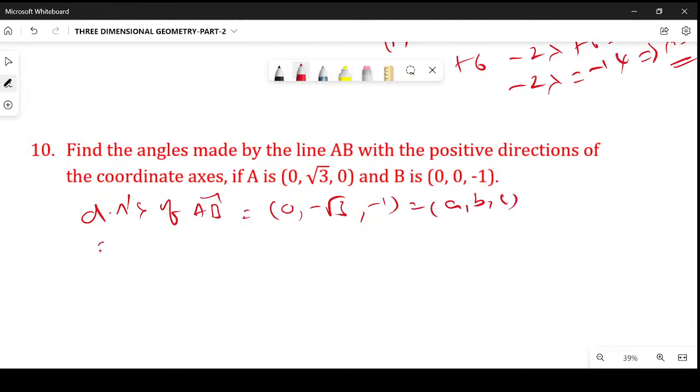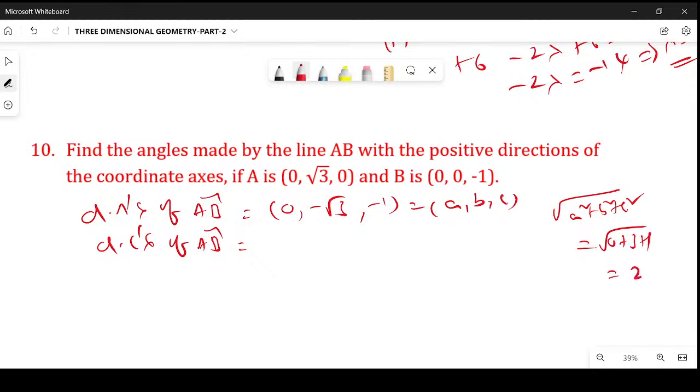So you can find the direction cosines of AB bar. You can find the root of a square plus b square plus c square, which comes to 0 plus 3 plus 1, root 4, which is 2. You divide by 2, and the direction cosines come out as 0 by 2, which is 0, minus root 3 by 2, and minus 1 by 2. Correct.